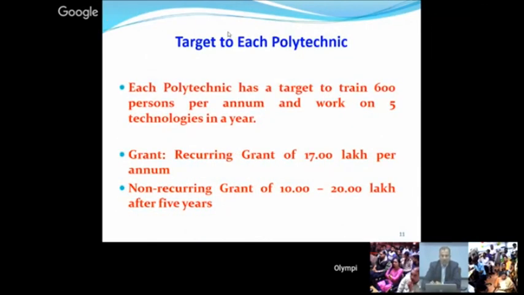So each polytechnic is getting 17 lakh rupees at present as per the guideline, and 10 to 20 lakh as a non-recurring grant after 5 to 10 years. So this whole scheme is under review. Now we are proposing to increase this grant 3 times. We have proposed about 62 lakh of grant per annum under this project, and maybe 50 lakhs of grant under the non-recurring, because all the things need to be upgraded. Wages have increased multifold, so the guideline which was prepared in 2009 needs to be revised. We have already submitted a revised document to the ministry.